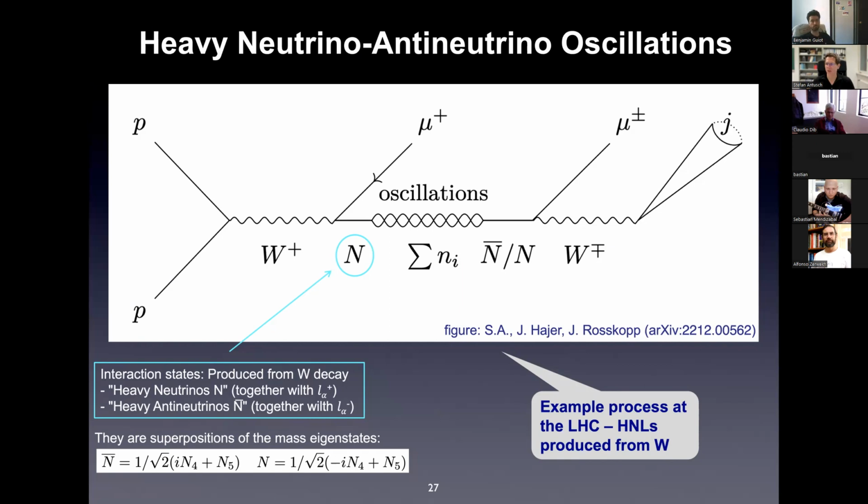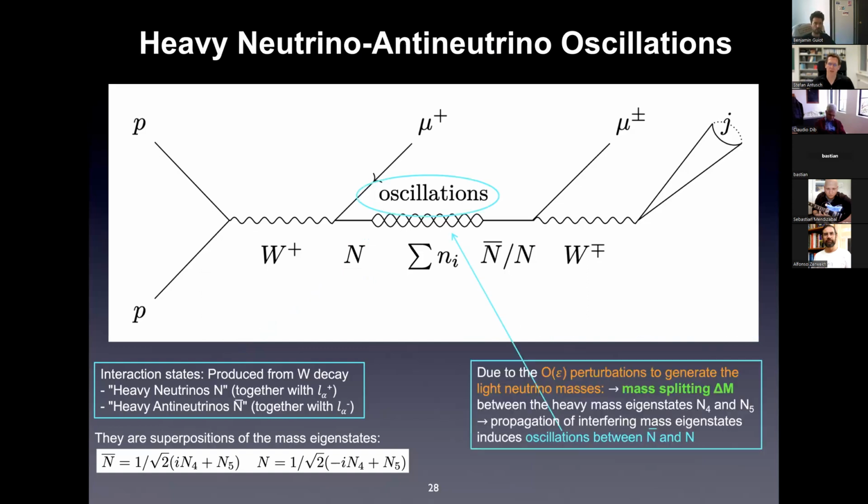These two are interaction eigenstates that are well defined by their appearance together with a charged lepton or antilepton, but they're not mass eigenstates. They're superpositions of the 2 mass eigenstates that I call here N4 and N5, 2 different superpositions as I've listed here. After they've been produced, you have the 2 mass eigenstates propagating, and because of the small breaking of the lepton number symmetry, these epsilon perturbations, we have a small mass splitting between these 2 mass eigenstates. So they will propagate and interfere, and because of this mass splitting, they will develop oscillations between this N and N bar states.